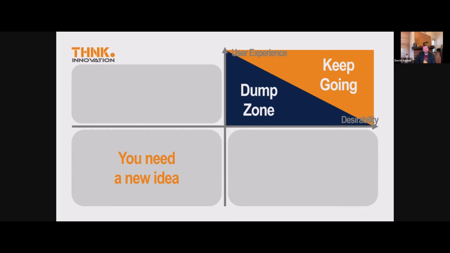If we have multiple ideas in the dump zone, look at what is easier to be implemented to bring over into the keep going zone. What can be realized with the least amount of effort would be my recommendation for that.